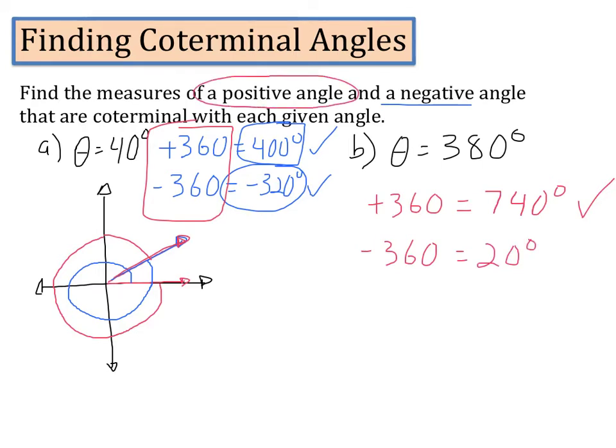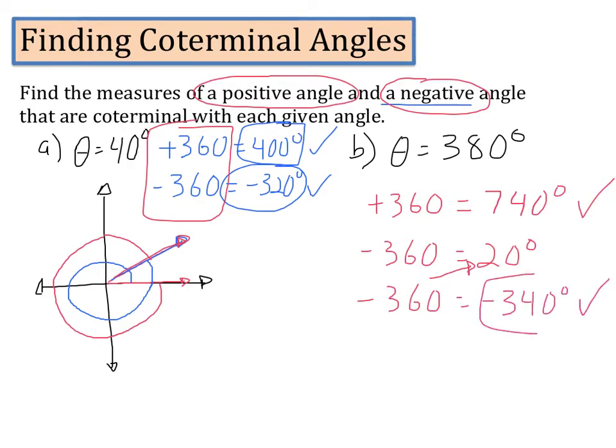We need a positive angle and a negative one. So if you don't get a negative angle on your first try, all you do is just subtract another 360 from it. You subtract another 360 from this measure. So it can be multiples of 360. So if I subtract 360 from it again, I end up with negative 340. And these are my two coterminal angles for 380 degrees.